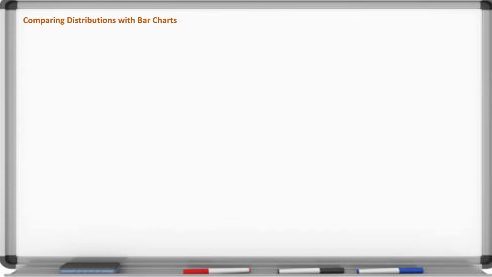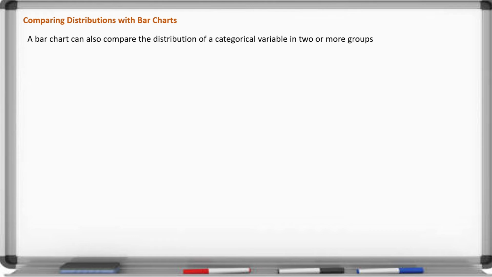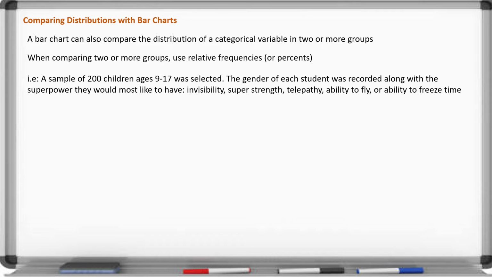All right, so now we're going to be comparing distributions with bar charts. Another good use of bar charts is that you can color code them to compare different distributions. So you can compare the distribution of a categorical variable in 2 or more groups. When comparing 2 or more groups, use the percents, because this helps us more properly compare the distributions. Let's look at an example. Let's say a sample of 200 children, 9 through 17, was selected. The gender of each student was recorded along with the superpower they would most like to have: invisibility, super strength, telepathy, ability to fly, or ability to freeze time.